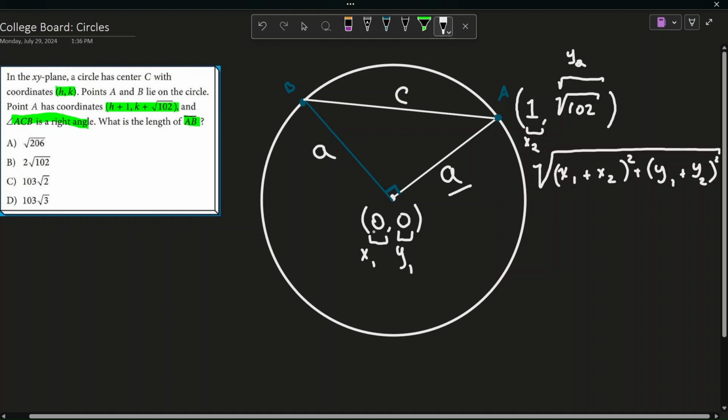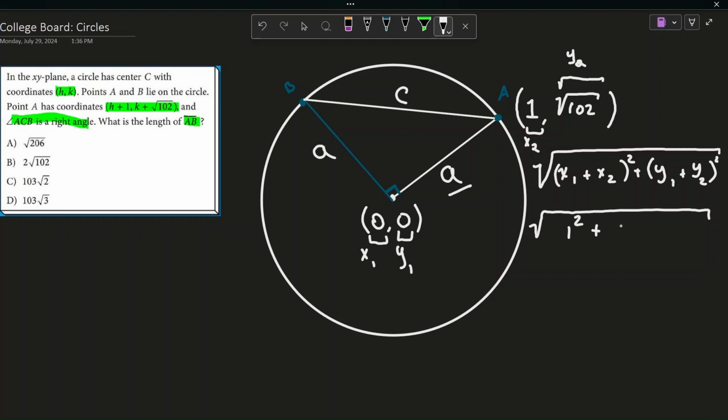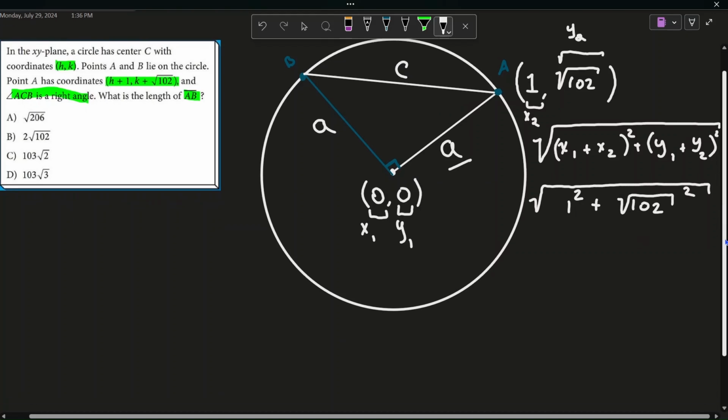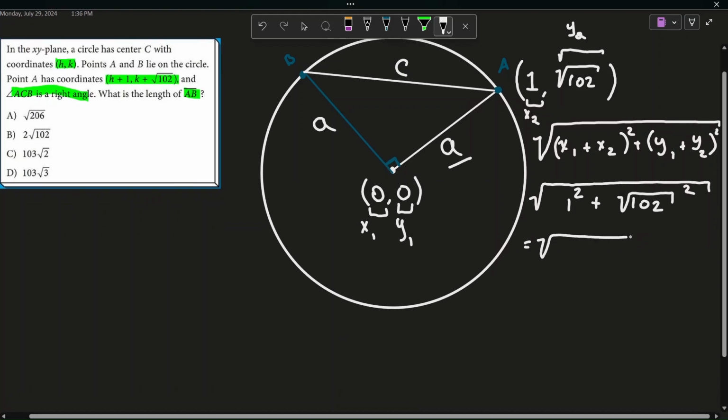And if we plug in the values of x1 and x2, this is going to give us 0 plus 1 squared, that's 1 squared, plus y1, 0, plus y2, square root of 102, squared, which is the square root of 102 squared. And when simplified, that gives us 1 plus 102, and that equals the square root of 103. So that means the value of A is the square root of 103.